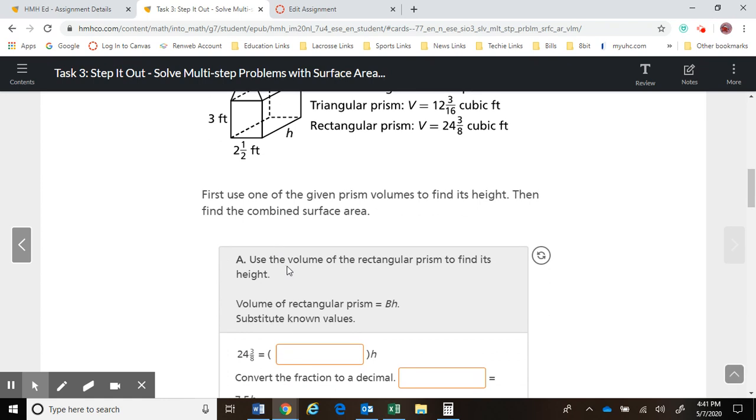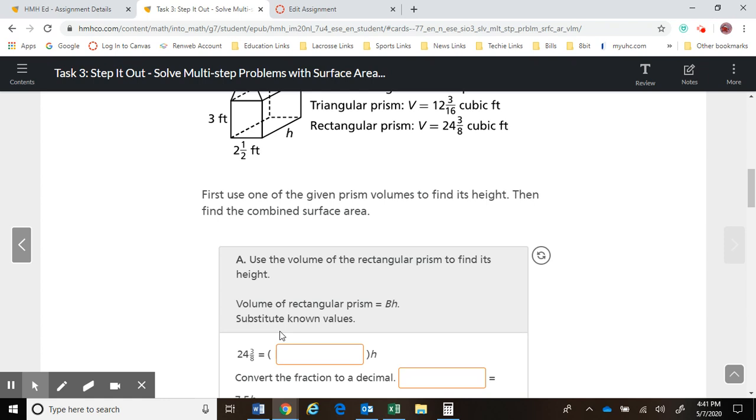All right. Use the volume of the rectangular prism to find its height. Volume of a rectangular prism, of course, is the area of the base, that's what capital B is, multiplied times the height, and substitute the known values. Okay, so of course, the volume is 24 and 3/8 cubic feet. If it helps you when you're calculating this to turn it into a decimal, you certainly can. But it's going to ask you for your answer in fraction form. So that's where your fraction calculator can come in handy as well.